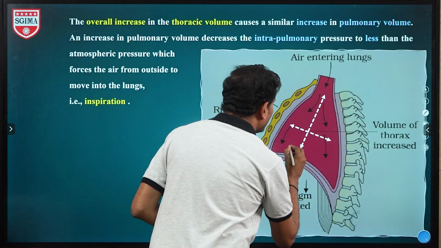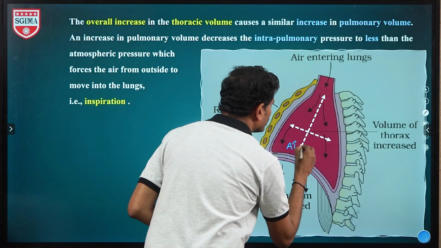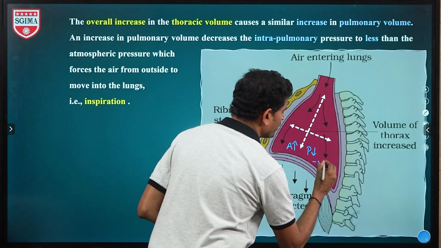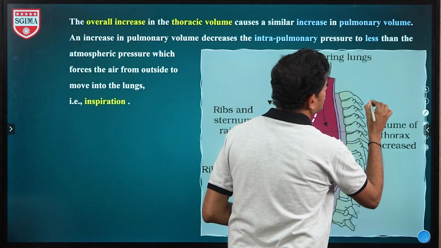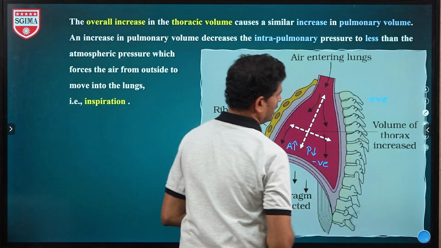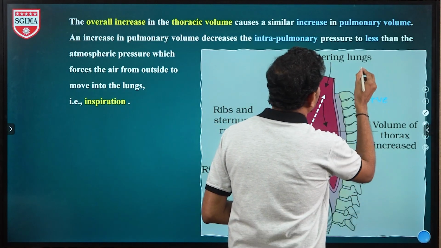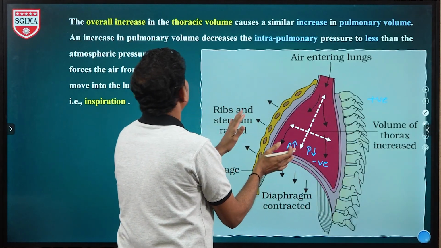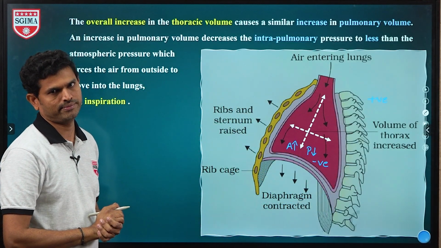And here the area increases, so pressure will decrease, meaning inside there is negative pressure and outside there is positive pressure. Then air will automatically go from outside to inside, as already shown. So this is the inspiration process.